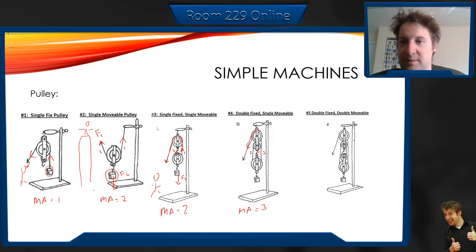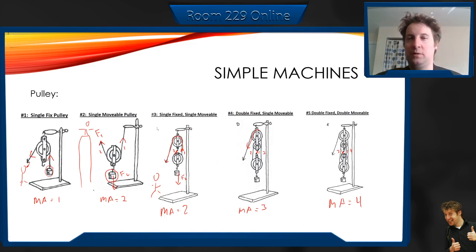Over here, how many strings are holding up the weight? Okay, so there's 1 there. Sticky to right in here. 2 there. Goes around, up, and over this pulley. That's a 3rd. And up and around and over that pulley. That's a 4th. So this one has a mechanical advantage of 4.